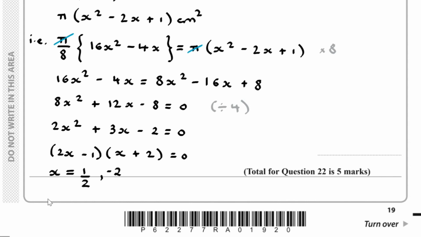Now, as x must be greater than 0 because we've got a length, we can see then that x equals 1/2 is the only solution.